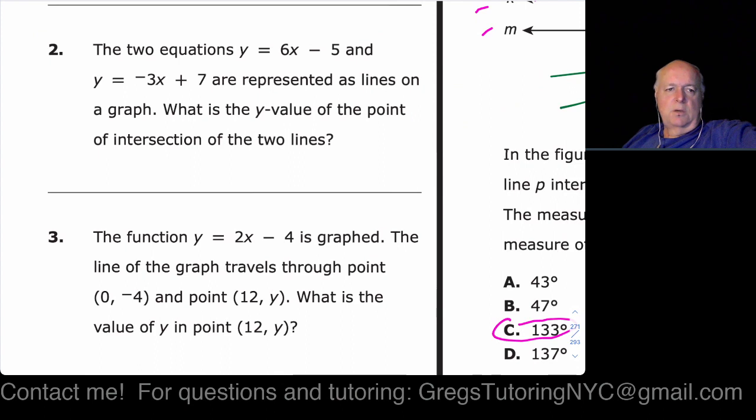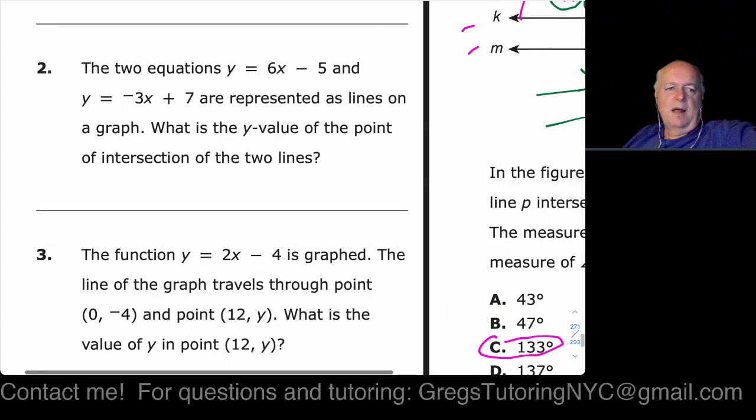So it says the two equations y equals 6x minus 5 and y equals minus 3x plus 7 are represented as lines on a graph. What is the y value of the point of intersection of the two lines? So there's a few ways to meander through this.